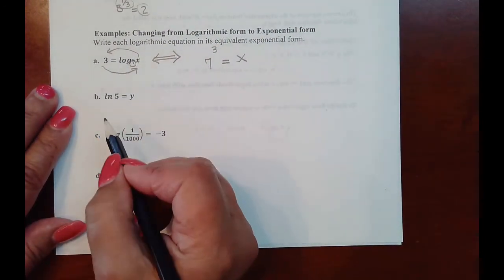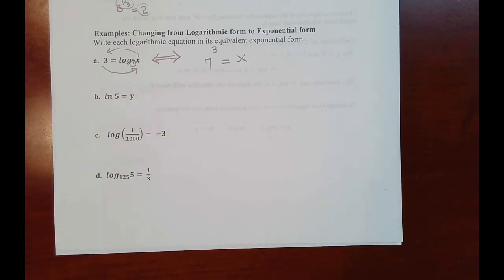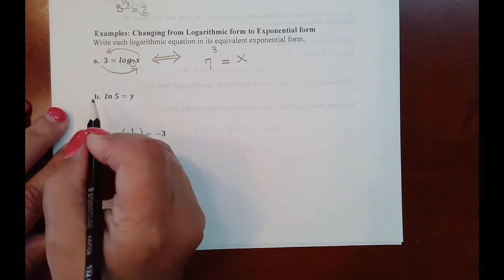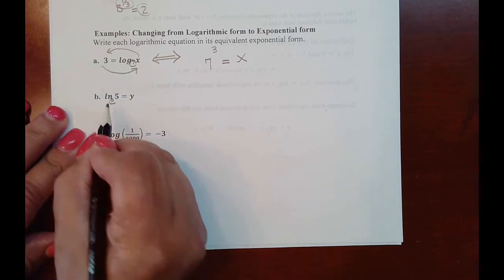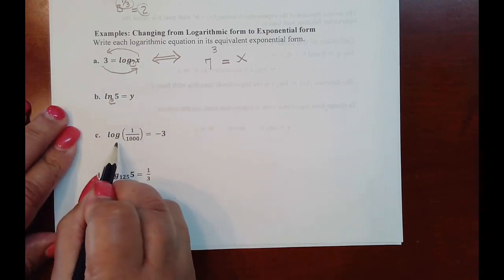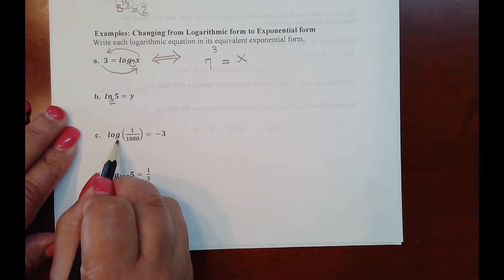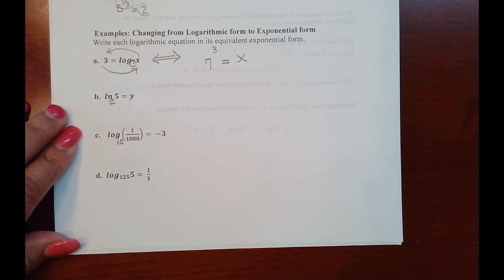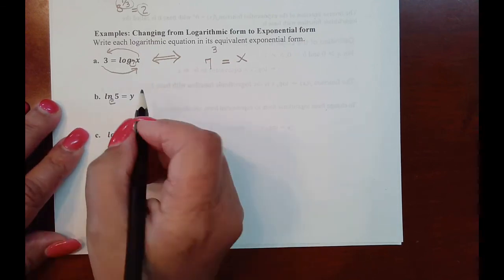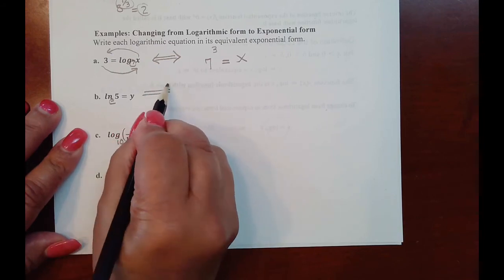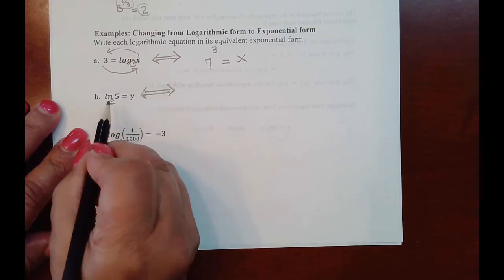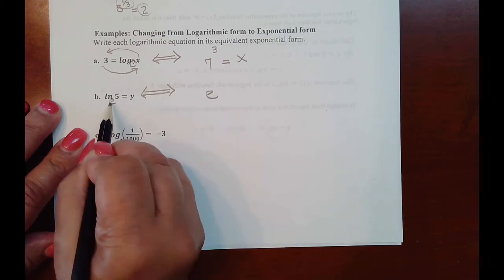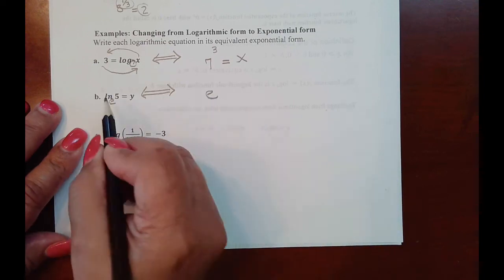Okay, same thing here. If there's no base mentioned on ln, it's automatically an e. If there's no base mentioned on log, then it's automatically a 10. Okay, just to know, so you don't think you're missing something, because we are trying to concentrate on the base just to get us centered and focused. So we're going to push that base up. Let it be the base of your exponential expression.